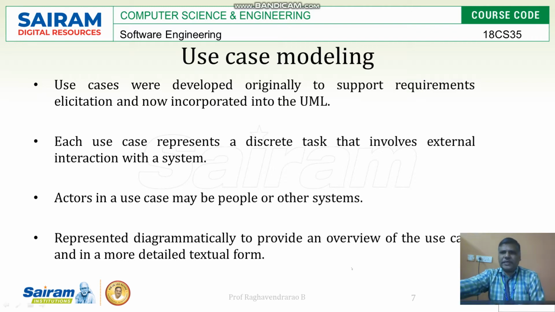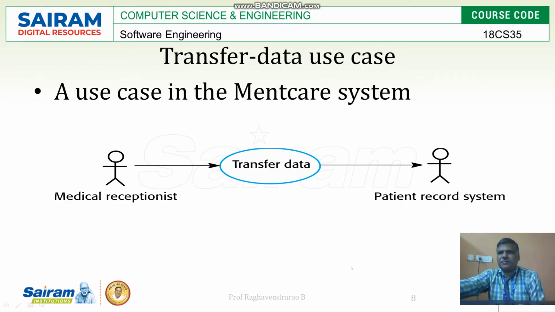One diagram shows the representation of this for a mental health care system. There's a transfer data use case there. If you get a diagram like this, then even with your eyes closed you can say that it is a use case diagram. By seeing this, anybody can understand that it's a use case diagram, and for what it has been written, what the functionality of this diagram is.